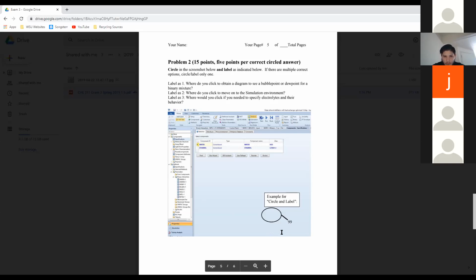Label is 1. Where do you click to obtain a diagram to see a bubble point or dew point for a binary mixture? Well, as we know from Dr. Ha's class, we use TXYs for those, especially for mixtures, and we can only do it for mixtures. So I would say under here, where it says binary, under the analysis, this is where we've been working a lot in this zone here. Pure is just binary with only one component.